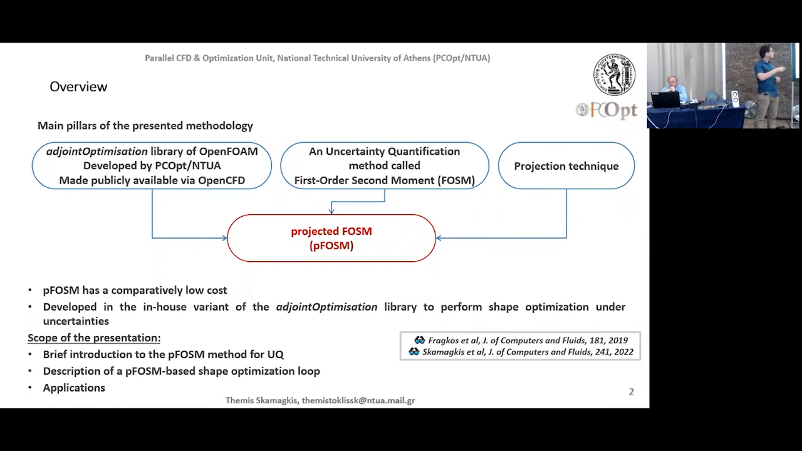Putting all of this together, we get the projected FOSM method, which has a comparatively low cost and was developed in the in-house variant of the adjoint optimization library, with which we perform shape optimization under uncertainties. More information can be found in these two publications. In this presentation, I will briefly introduce the projected FOSM and describe a shape optimization loop with this method. Finally, we will see some applications in turbulent flows, which were modeled with the Spalart-Allmaras turbulence model, and wherein the uncertain variables are related to the flow conditions.